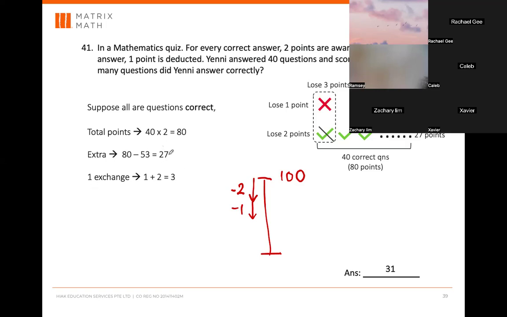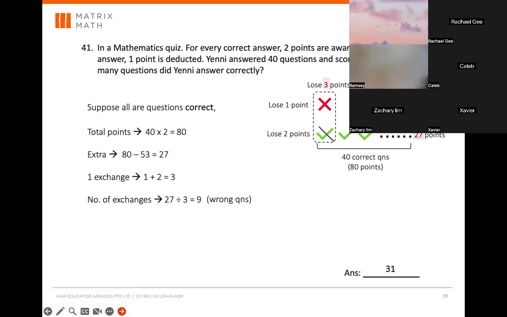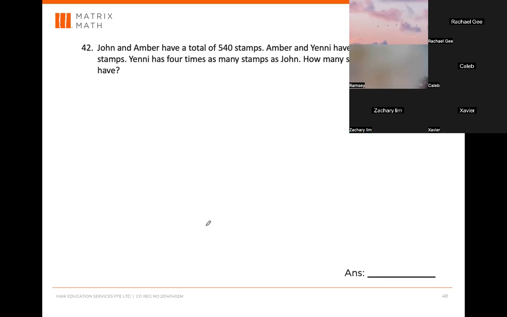How many 3 marks will give you a total of 27? So 27 divided by 3, which is 9. So take note that there are 9 questions that you got wrong. So how many questions did Yenny answer correctly? The total number of questions is 40. So 40 minus 9 will be 31.